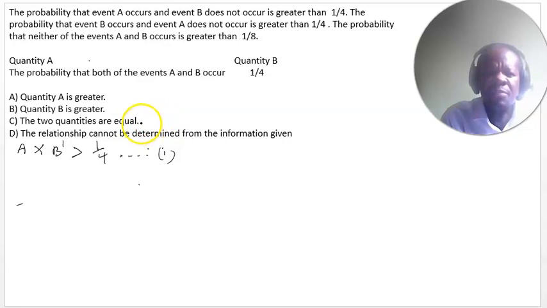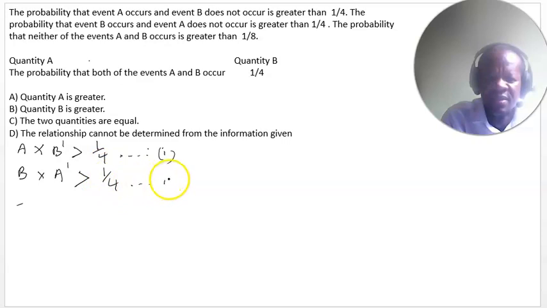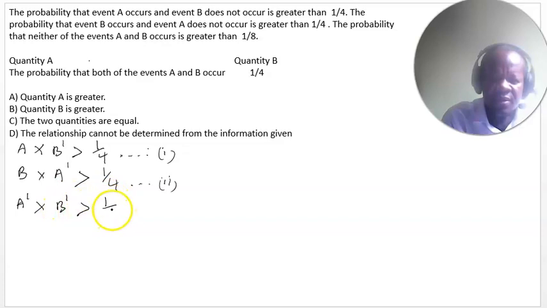The second line says the probability that event B occurs and event A does not occur is greater than 1 over 4. Let's call that the second inequality. Then the last line, the probability that neither of the events A and B occurs is greater than 1 over 8. So what that means is that A does not occur and B does not occur is greater than 1 over 8.